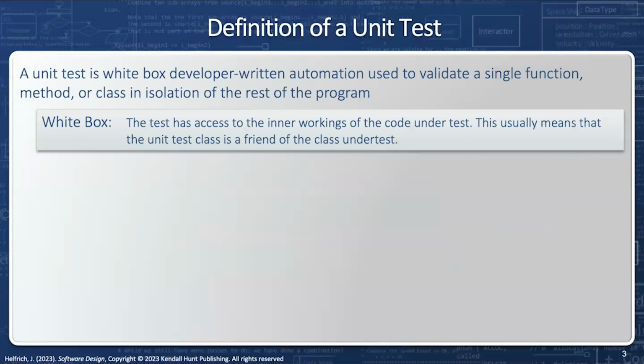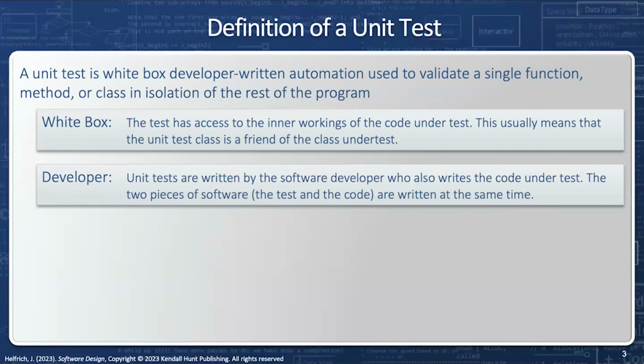First of all, it's a white box. The unit test has access to the internal workings of the code under test. This usually means the unit test class is a friend to the class under test. So this means that if I'm going to write a unit test for a class, then that unit test is going to have access to the private member variables and private methods of that class, so I can exercise things precisely.